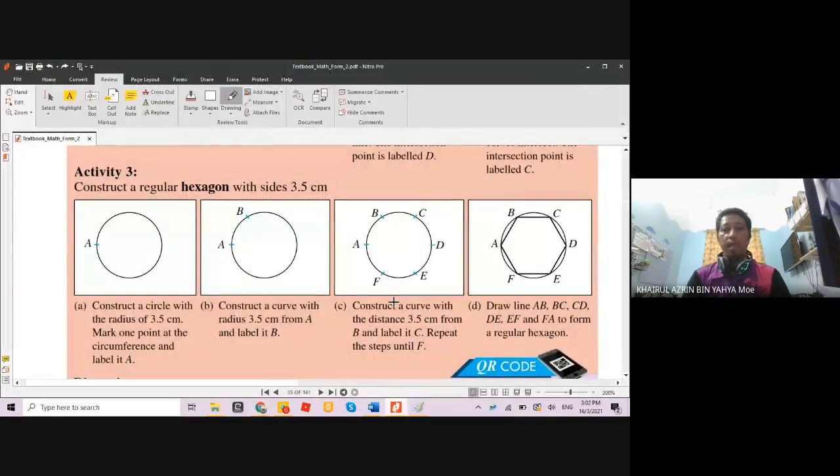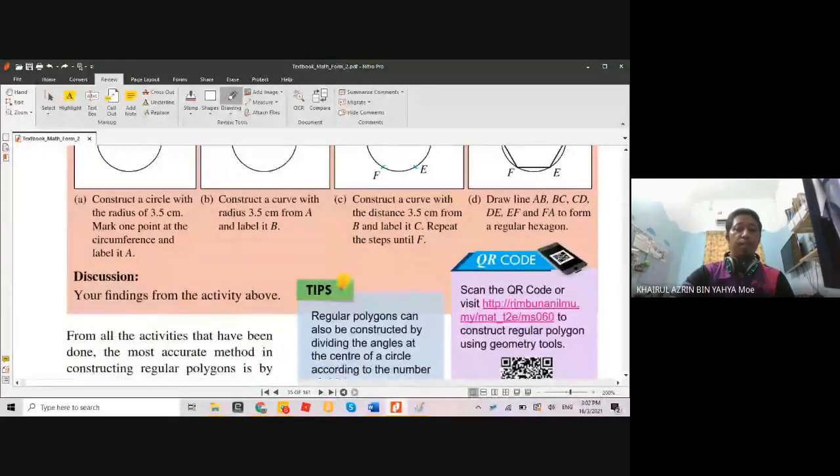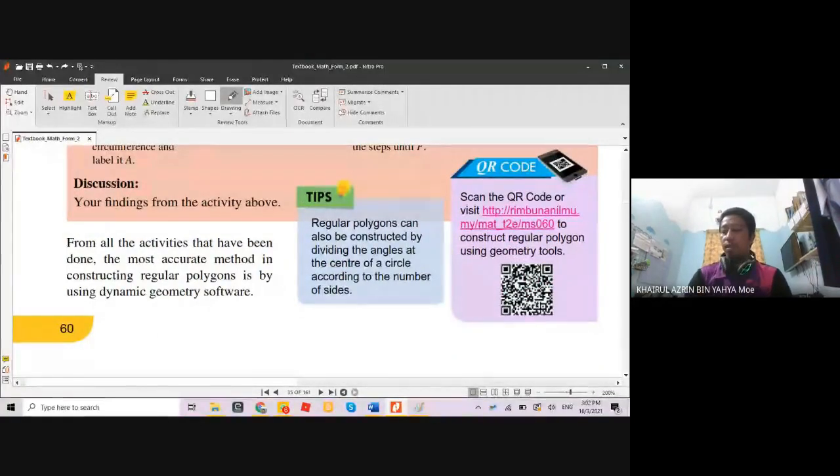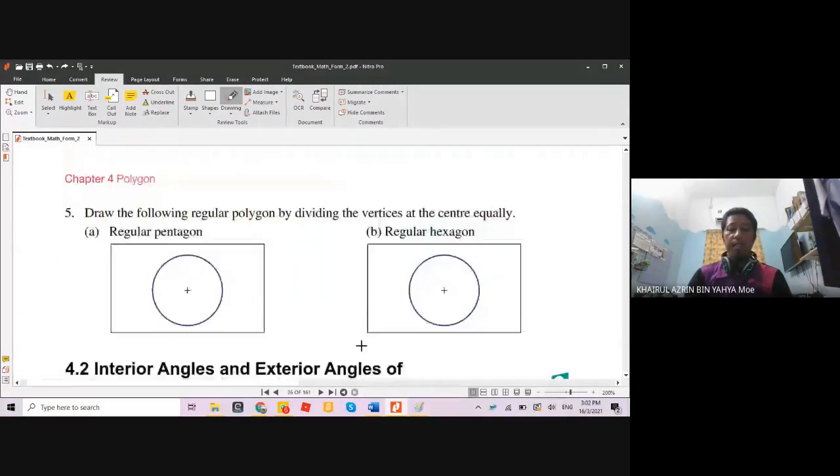We continue with the textbook. Okay, so I believe you can see the textbook already. So we complete already the construction of an equilateral triangle, square, and also regular hexagon. Okay. So one more thing, regular polygons, like pentagon and different shapes, can also be constructed by dividing the angles at the center of a circle according to the number of sides. Okay. So next.